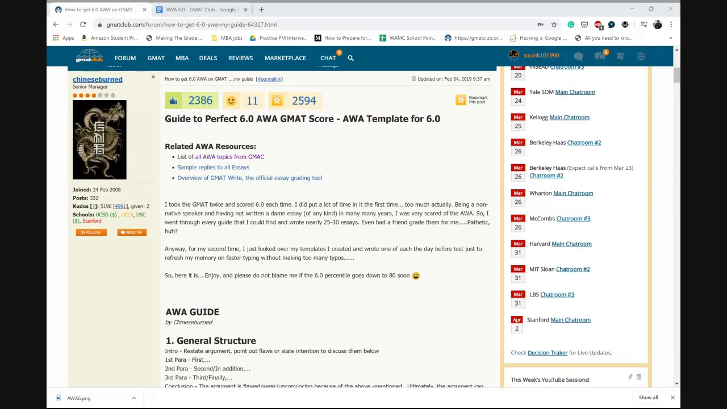The date that you see here, it's because it's updated. A long time back, 4 or 5 years back, by this legendary user whose username was Chinese Burned. He created an AWA format that can pretty much guarantee a 5.5 or a 6.0 AWA score. So without further ado, let me just go ahead and walk you guys through the format.